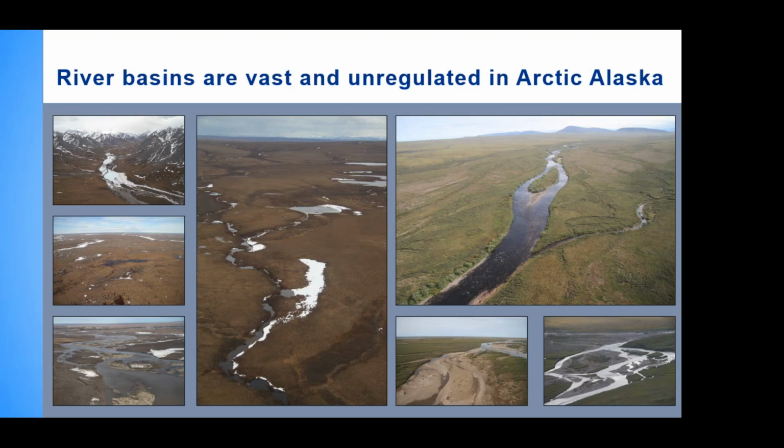We started from this basic premise that river basins are vast and unregulated in Arctic Alaska. These are just some photos from the air. By vast, I mean they're humongous. There are no people, there are no roads. They're unregulated, hydrologically speaking, so there are no dams, there are no reservoirs. There are just natural rivers that flow to the Arctic Ocean. Quite unusual in the lower 48. We don't see that anymore.